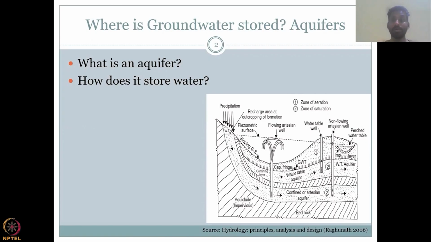Let's move on. So what is an aquifer? Where is groundwater stored? So groundwater is stored in aquifers. Let's look at what an aquifer is. An aquifer is the unit of storage where groundwater is stored. So in the previous lecture, we described porosity and we mentioned that it is the pore space between the solid and soil material where it is filled with air, but water can come in and it can push the air out and get stored inside.